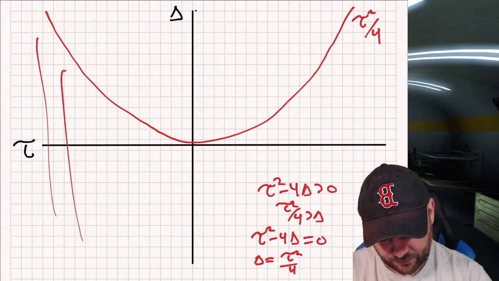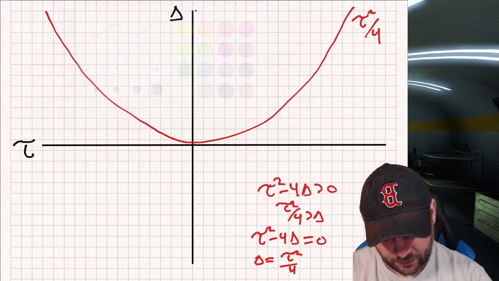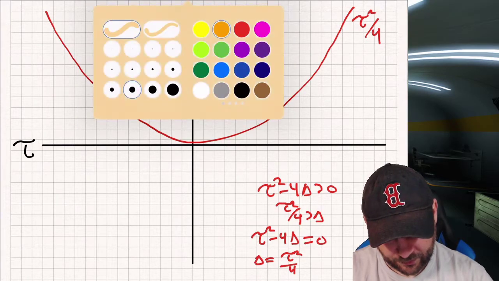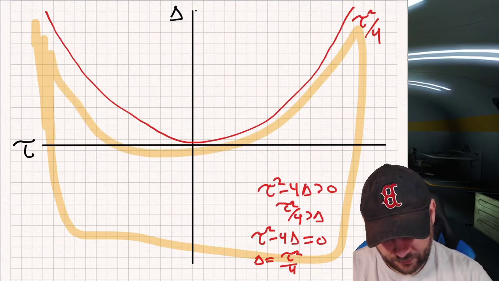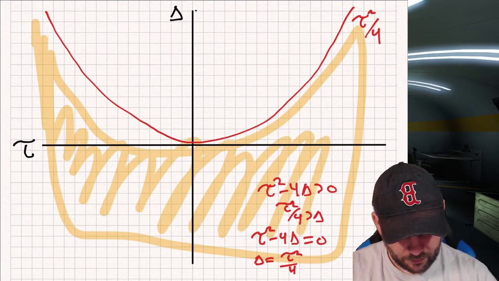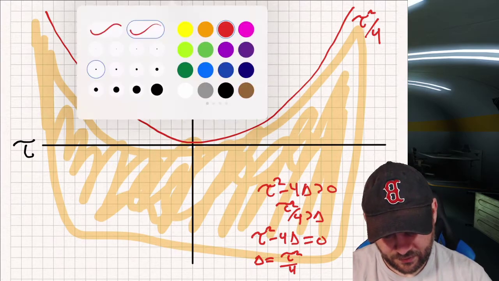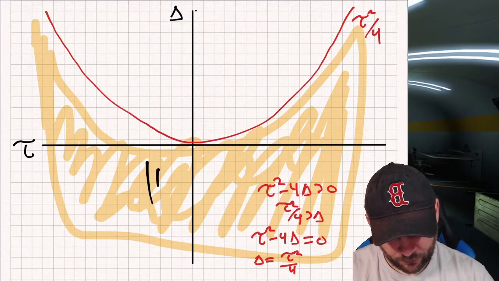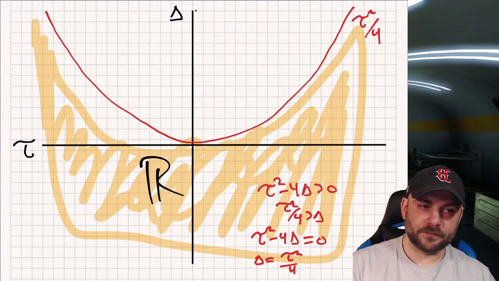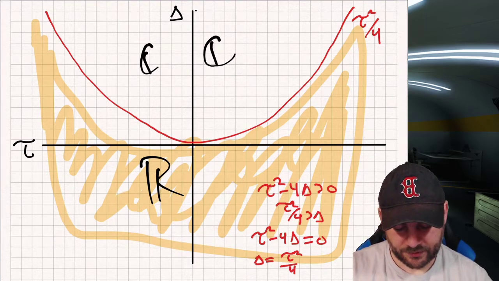We've got this here. I want it highlighted. There we go. Everything down here is the case where I have real roots. And then everything above the curve is where I have complex roots.